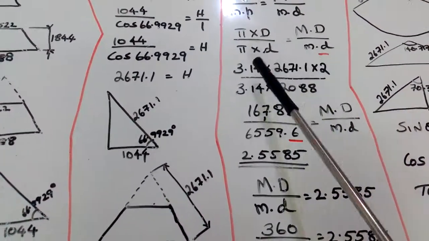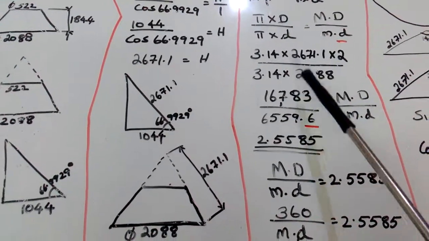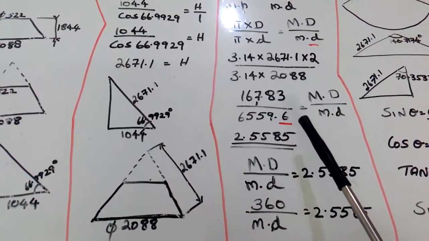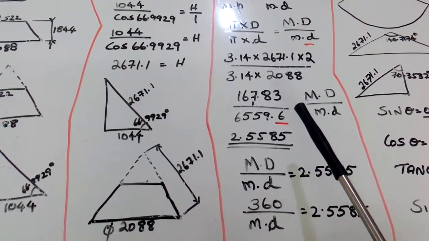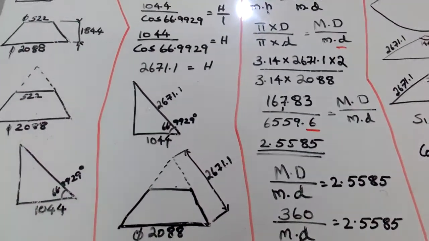If we divide these two measurements, we will get 16,783 divided by 6,559.6. Just do it in your calculator.